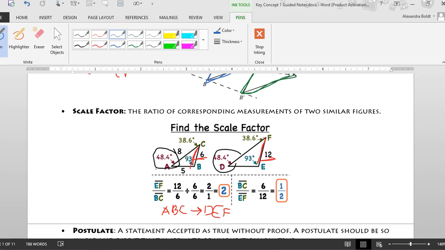The second one is DEF to ABC. So I started with this one and went to that one. Now I'm saying it's 6 over 12, which is 1 over 2. So if I think this is my second one, it's gotten smaller than that first one. It's half the size.